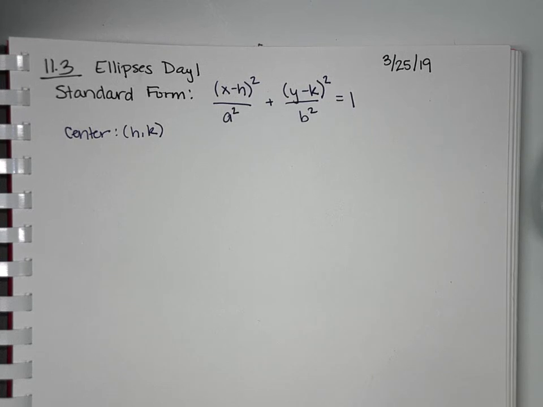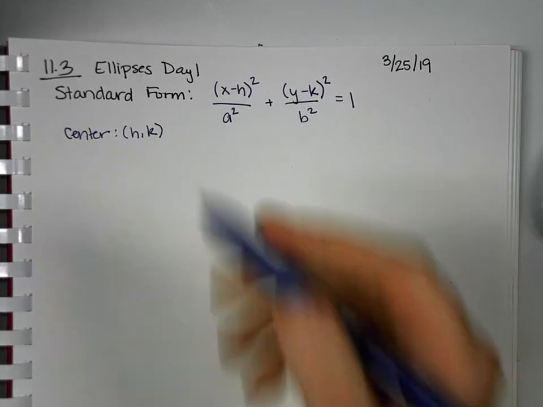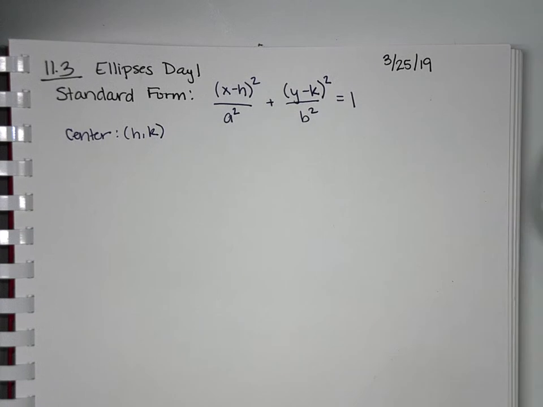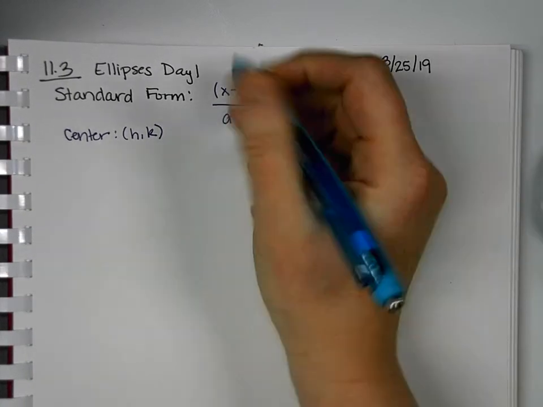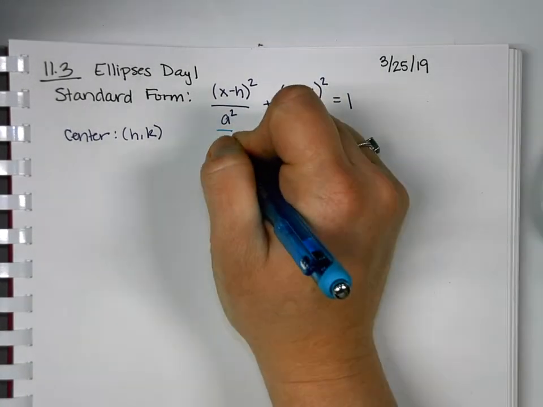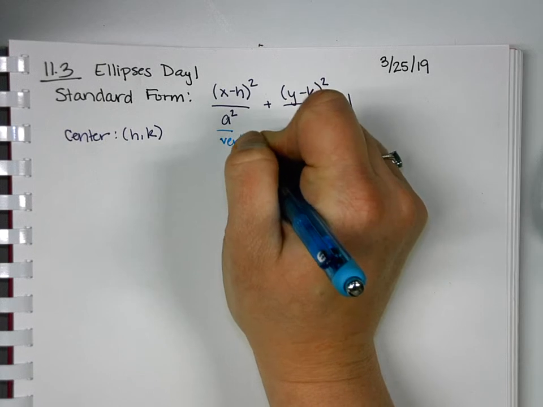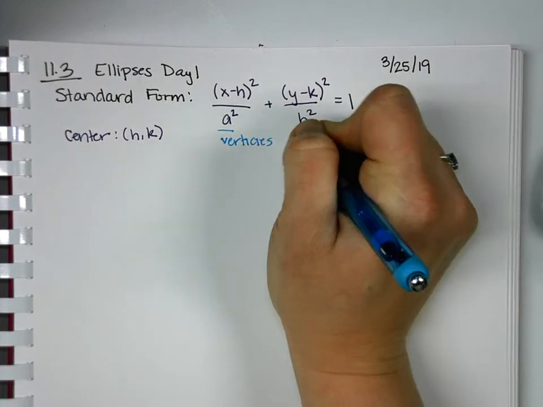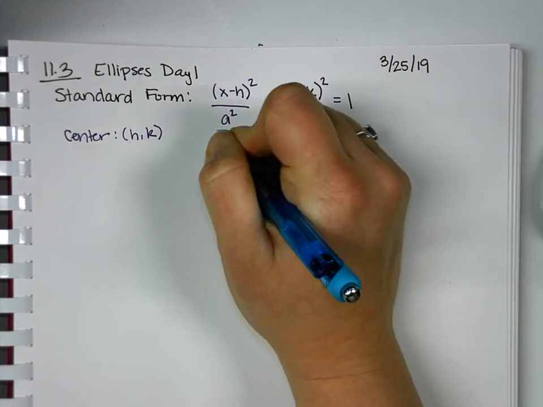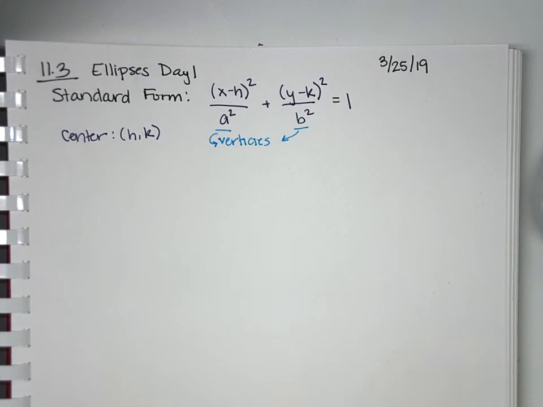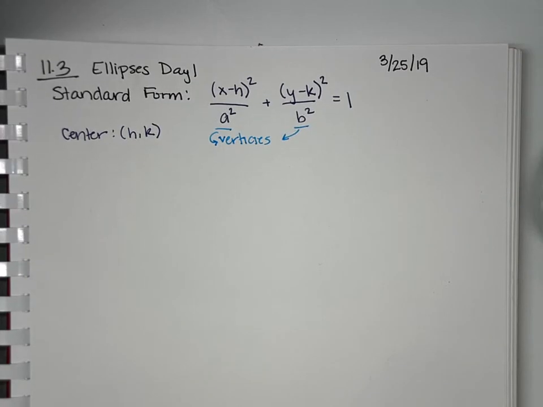And then we also have what are called vertices. A and B help tell us what the vertices are. So these together will tell us the vertices, and I'll go through how they tell us. So our ellipse can go in two directions. We can have a vertical or a horizontal.